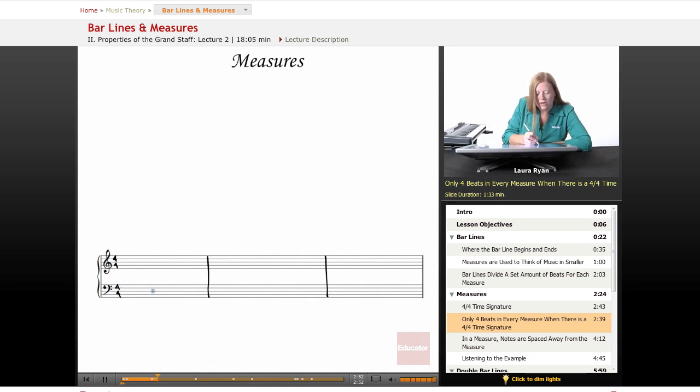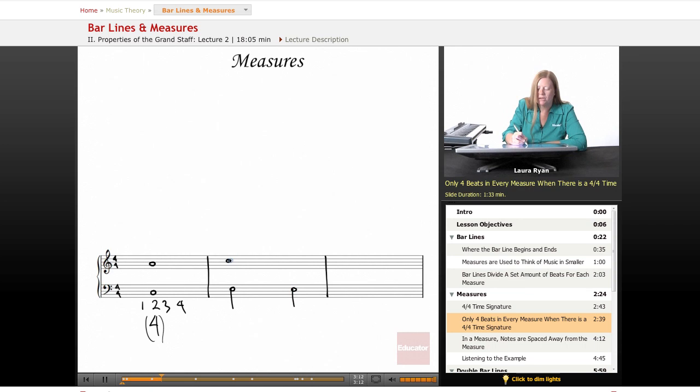So we are going to learn about notation. This is a whole note. And don't worry, you'll learn this later. This is 4 counts. 1, 2, 3, 4. 4 beats. 1, 2, 3, 4. 4 counts. Okay. Inside the measure, we have our notes.